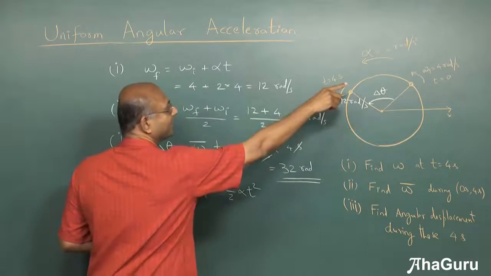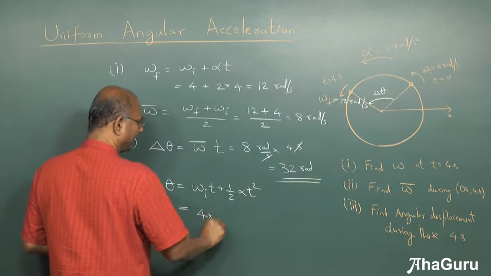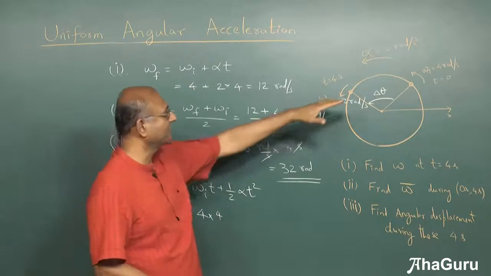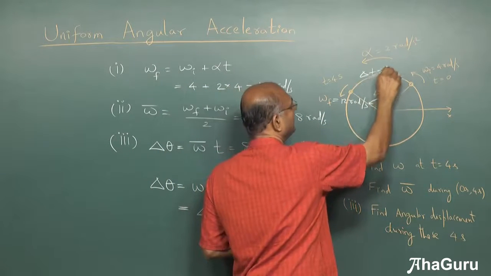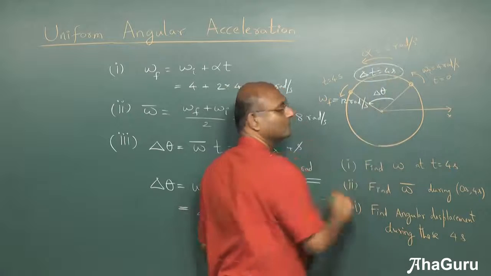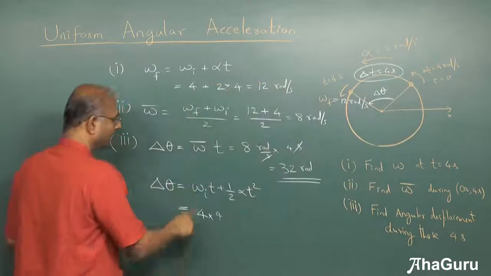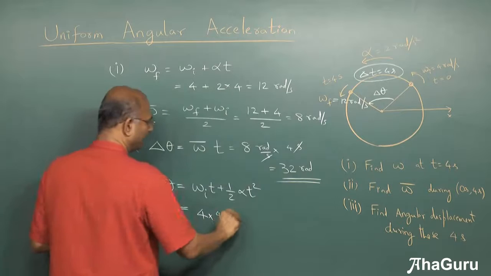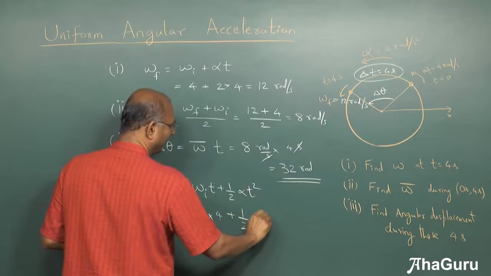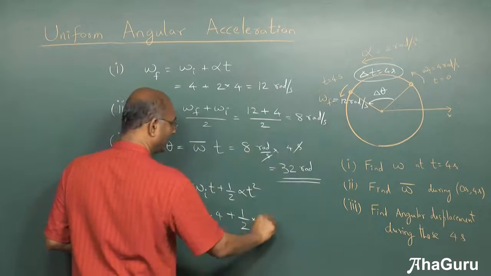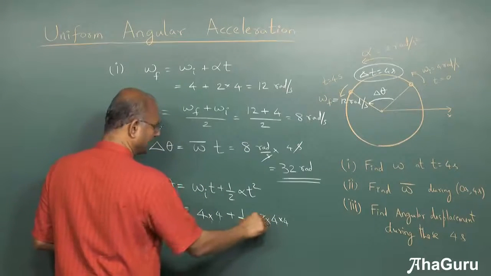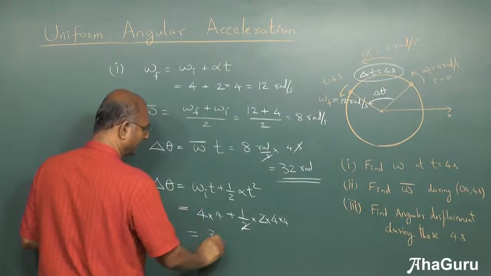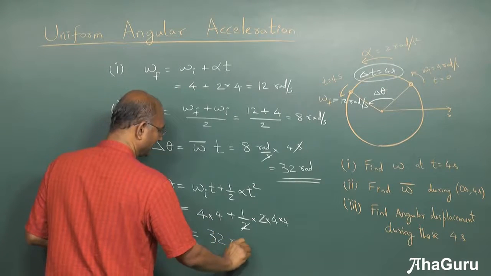What is omega initial? 4. Time interval 4 seconds, because it is going to travel for 4 seconds, right? So delta t is 4 seconds. Okay, so omega initial into t plus half alpha, which is 2, into t square, which is 4 square. And so if I cancel this out, I have 16 plus 16, 32 radians, right?